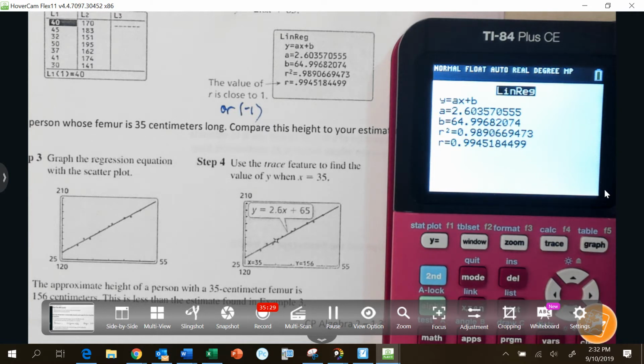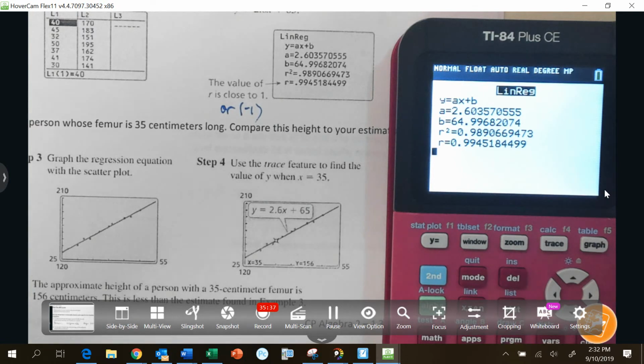Is somebody helping him? I have a question. After I did the enter thing, I got the y equals mx plus b, and the a and the b. But you didn't get your r's. Remember, we did diagnostic on. That's what turns it on. So I can come help you fix that. You don't need that for the next thing we do, but you do need it for homework.